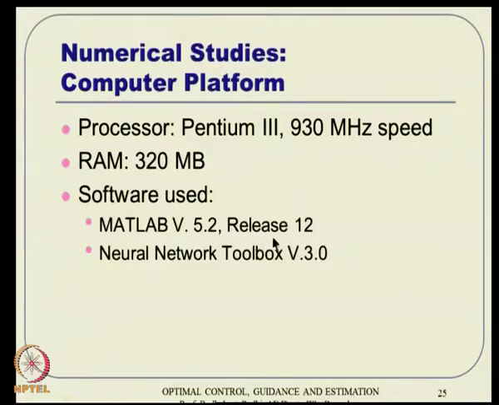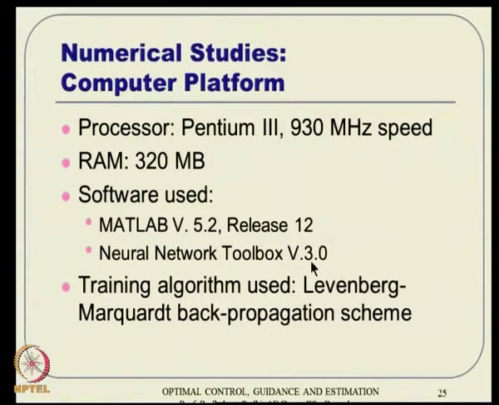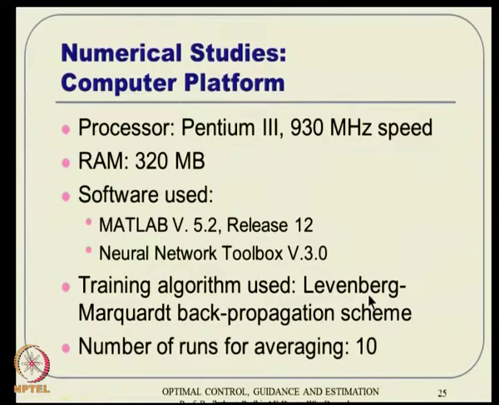But anyway, that's not the point. The neural network toolbox is also improving, but the exercise is carried out with toolbox version 3.0 actually. And the training algorithm used is the LM algorithm, which is very standard in neural network techniques, kind of the most powerful algorithm that exists in the network training domain. And the number of runs per averaging is 10.